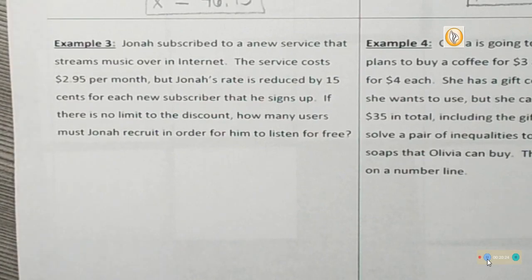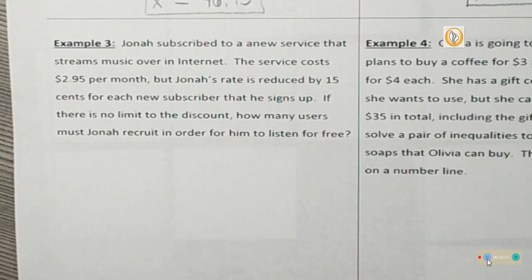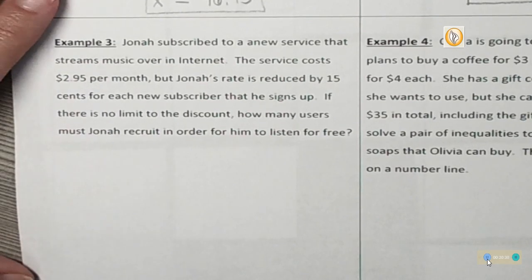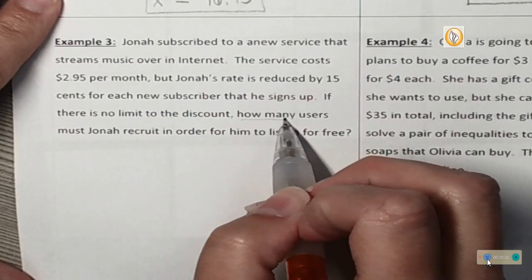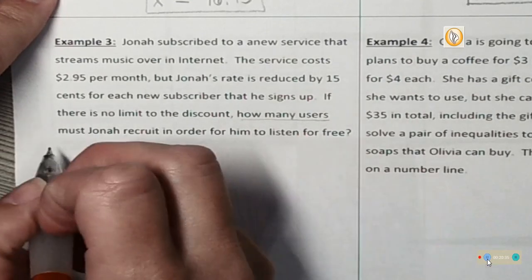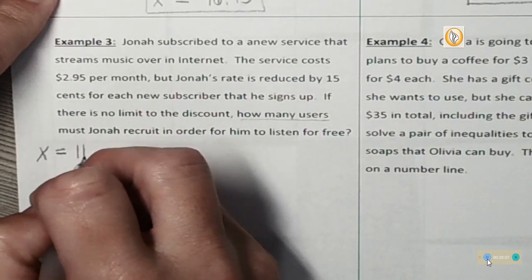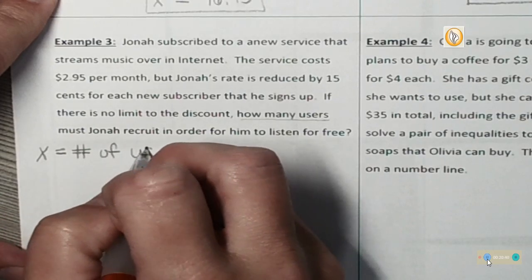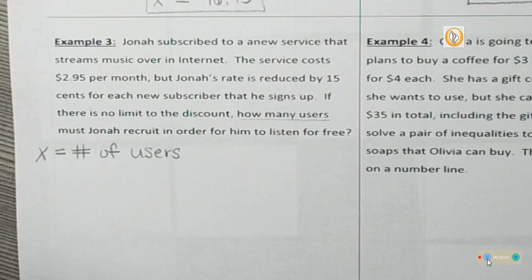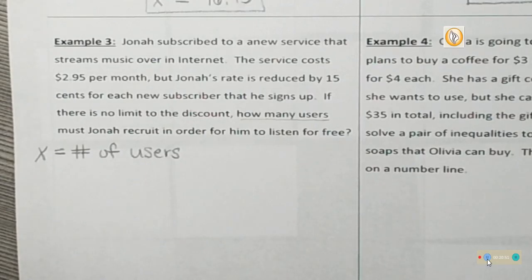Now, what do you not know that you're trying to figure out? They straight up ask you how many users. That's your X. So X is going to be the number of users, or the number of people he recruits, the number of people that he gets to sign up. So you know when you have a service and they say, share this with a friend to get $10 off, or whatever. That's what they're saying. So people go on their social media and they share the link. Well, when somebody clicks that link and they sign up, Jonah gets the discount. That's what this is saying.